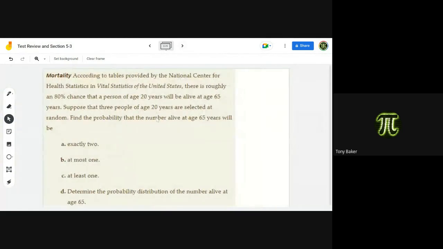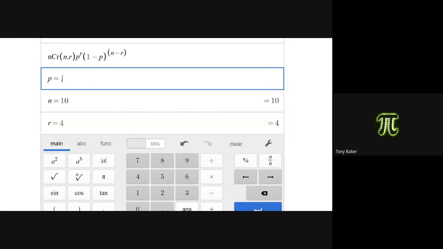Thank you. So this is my problem. Now we're going to go to my Desmos and type in the information that we have. We have an 80% chance and we're looking at 3 people. So my probability is going to change to 80.